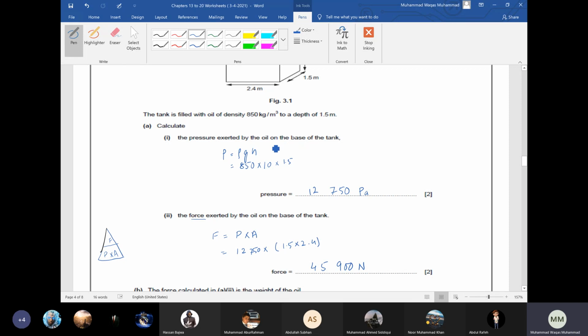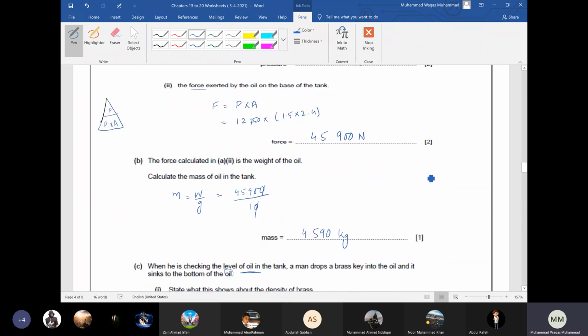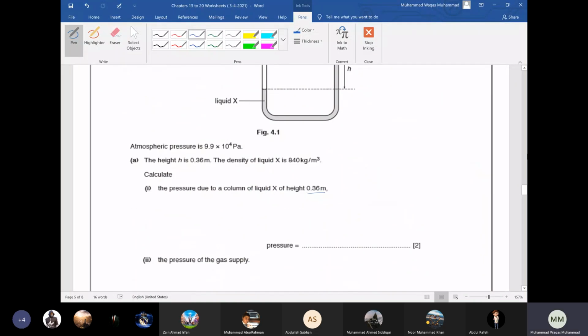Pressure exerted by the oil on the base of the tank. How do we find that? Rho H. So beta, is it that hard? I mean, you are not paying attention to the class at all. Beta, exams are on head. What is this attitude?